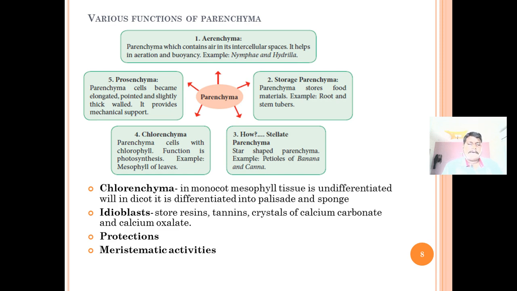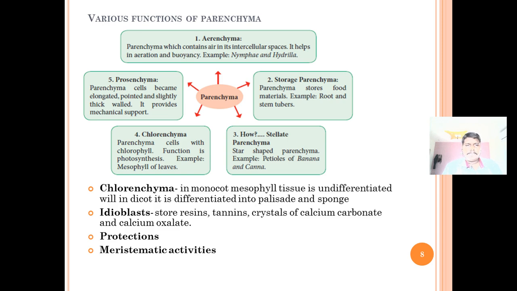Okay, next is storage parenchyma. Some parenchyma store food material and some store water, mainly in the form of stem tubers, root tubers, like that. Some parenchyma store food, and some store water. Let us take a xerophytic, succulent plant that stores water; that also comes under storage parenchyma. Some parenchyma are stellate in shape, star shaped. This kind of parenchyma is found in the petioles of banana and canna.